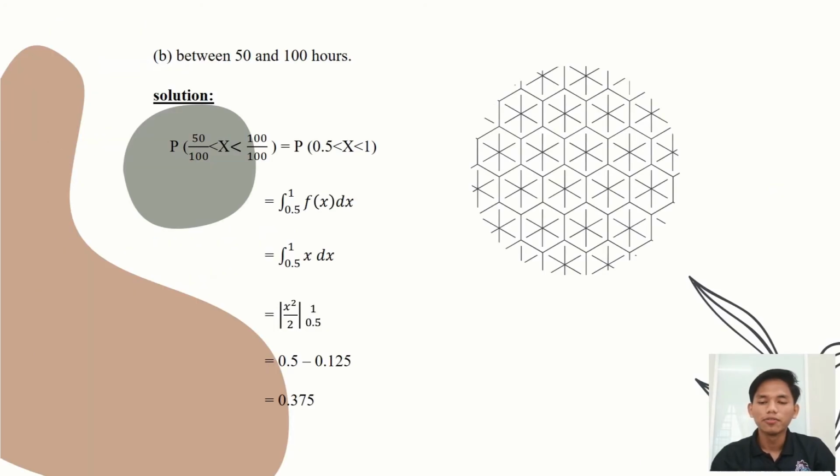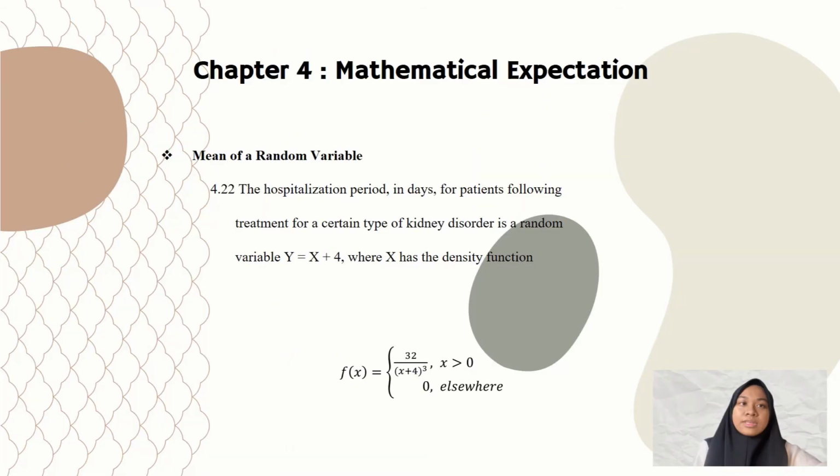Question B. Between 50 and 100 hours. So the solution, we need to find the probability that X is greater than 0.5 and less than 1. Using formula 3 in Definition 3.6, we calculate the integral of f(x) dx with limits 0.5 and 1, and it can be the integral of x dx with limits 0.5 and 1, and the last answer is 0.375.